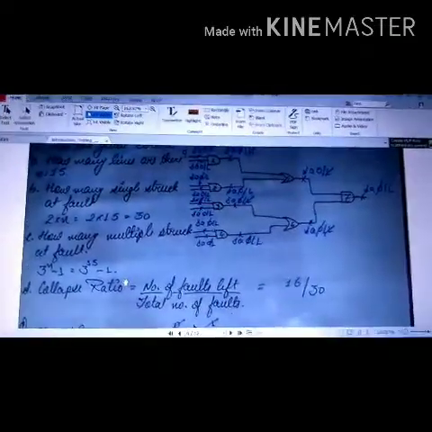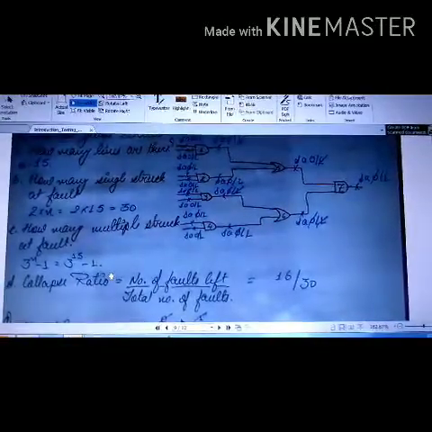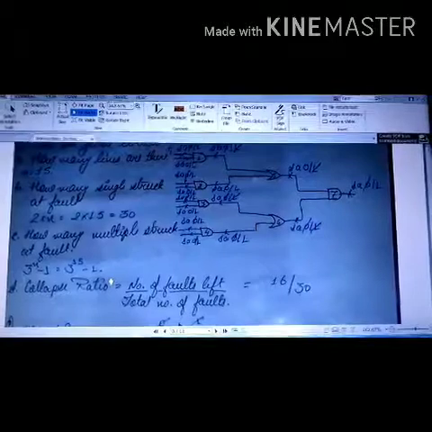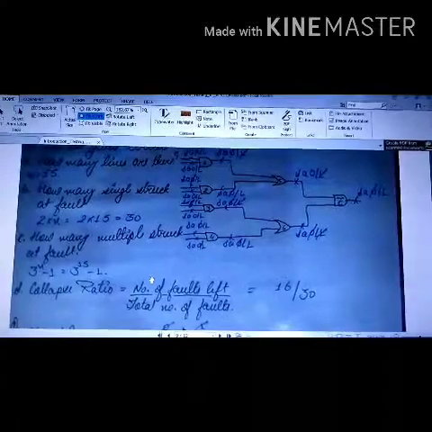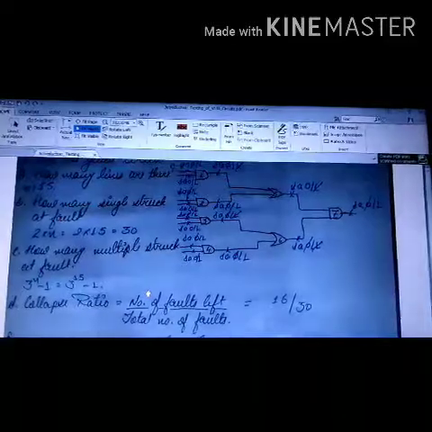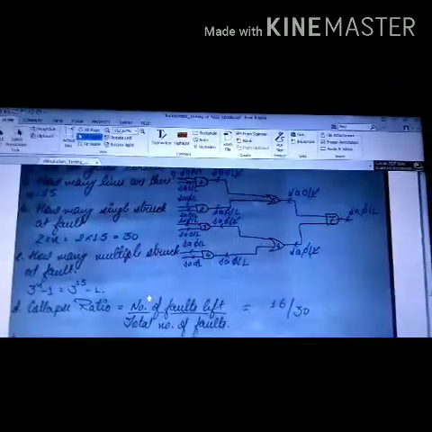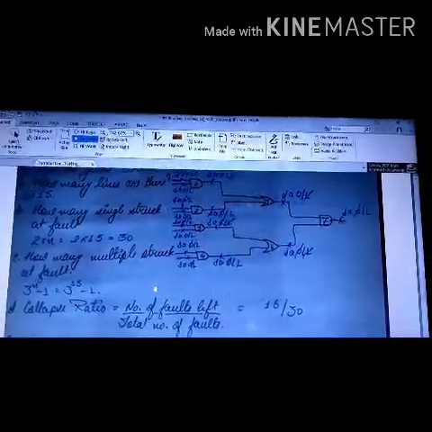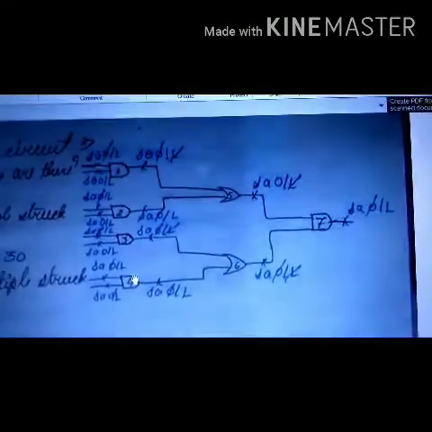Whenever we say total number of faults, we will be referring to the total number of single stuck at faults. We have already calculated this for the circuit, and it is 30. Now we have to see the number of faults left. What does number of faults left mean? This means the number of faults left after we have checked the equivalence of this circuit. So first we will check the fault equivalence for this circuit, and then we will calculate the number of faults that are left. I'll just zoom in a little bit.